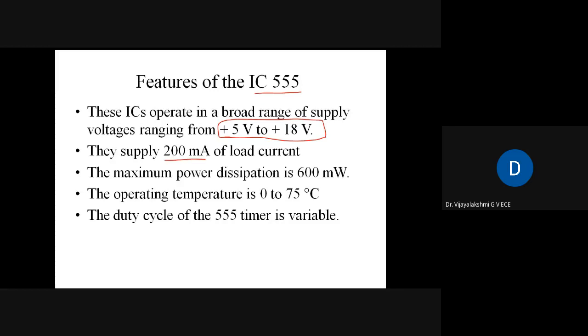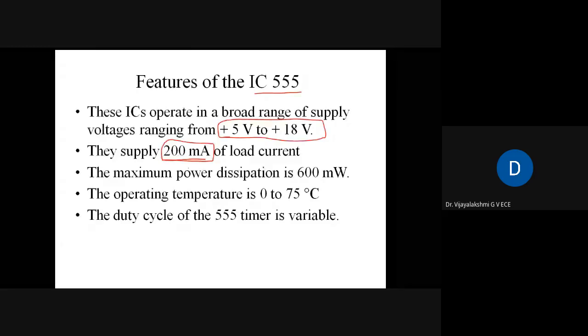Now you should know, along with the voltage requirement, it can supply 200 milliamperes of load current. So if you connect anything to the timer IC, it can drive that by providing 200 milliamperes of current. And when the timer IC is working, what is the maximum power dissipation it can produce? It can produce a maximum power dissipation of 600 milliwatts.